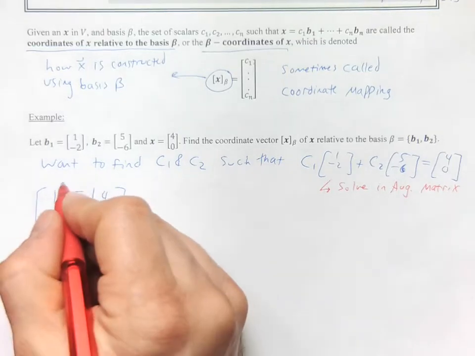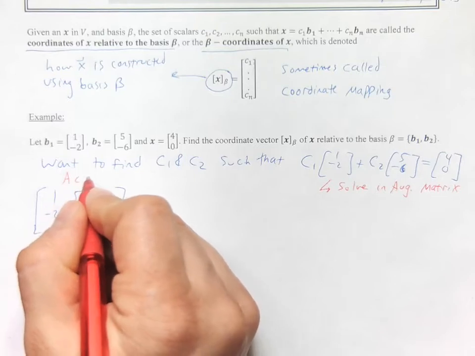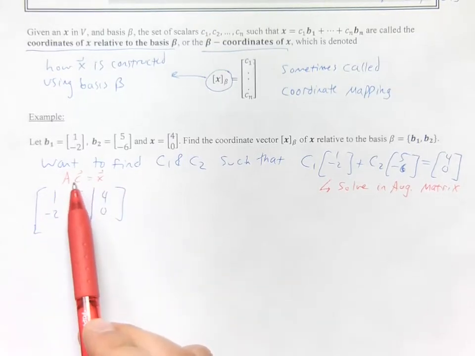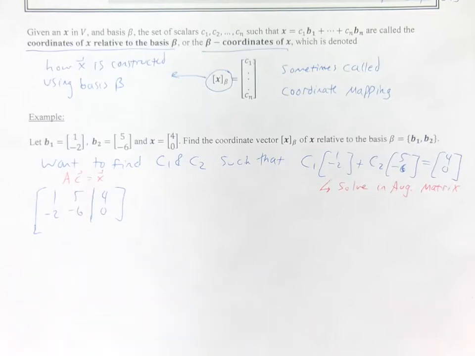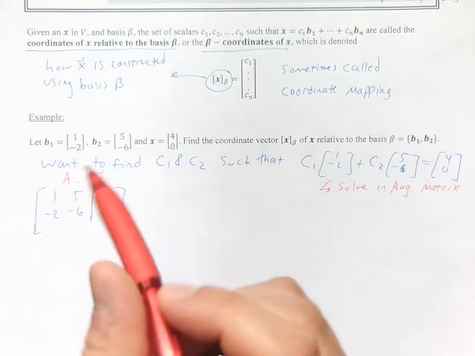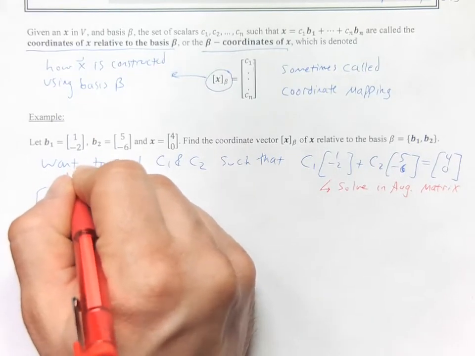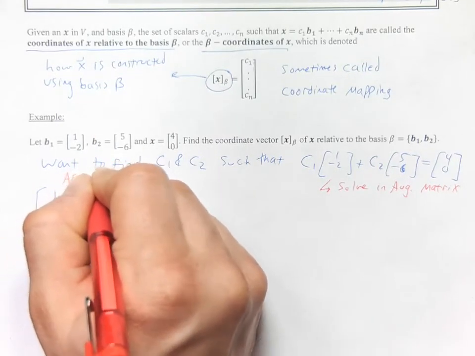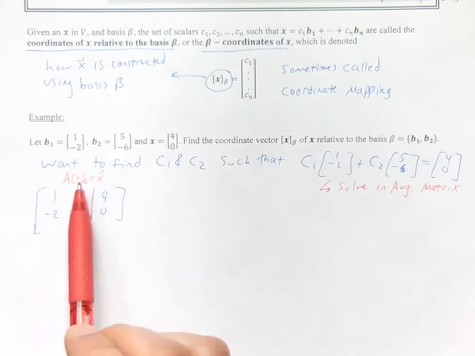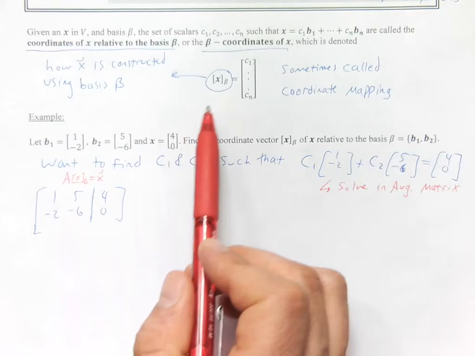And so we're kind of solving like A c equals x here, right? Where the c is going to be our constant vectors. I guess it's not really c, it's going to be the coordinate vector. So it's really this x sub beta. So it's like A x sub beta equals x. This is the system we're trying to solve here, and the solution is what we're looking for.